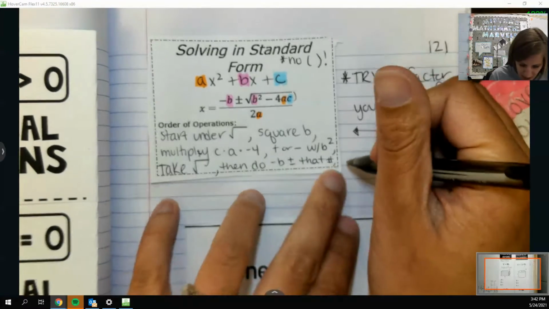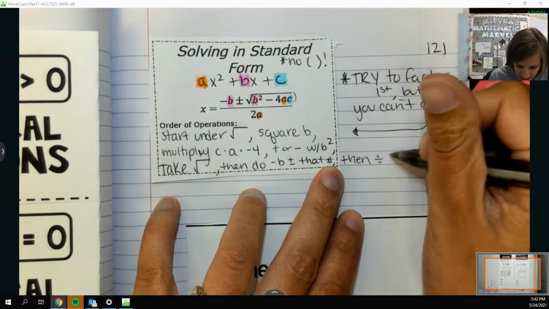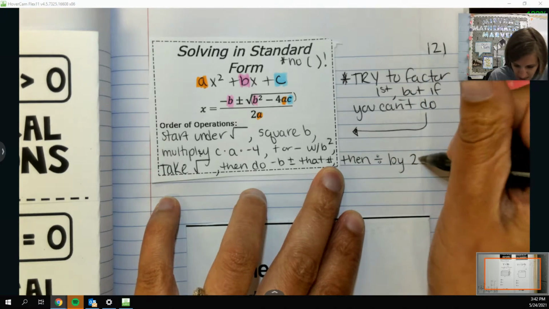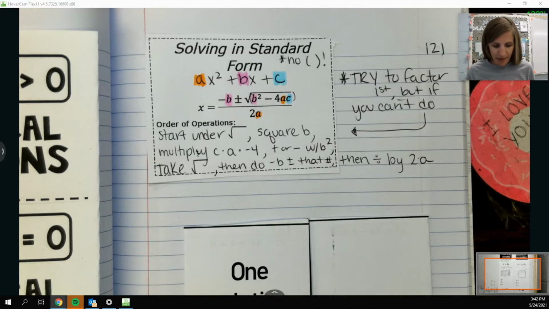Oh my goodness, I ran out of room. Then divide by 2 times whatever a is. And so we kind of have to multiply before we divide that, but we kind of ran out of space a little bit. Now, keep in mind the big picture here.